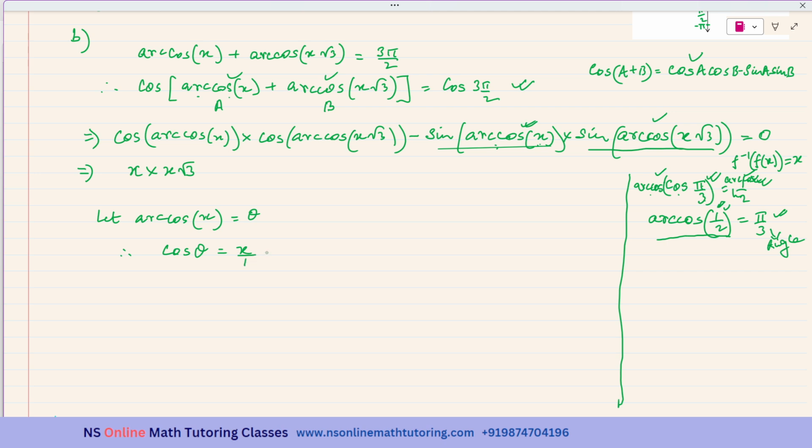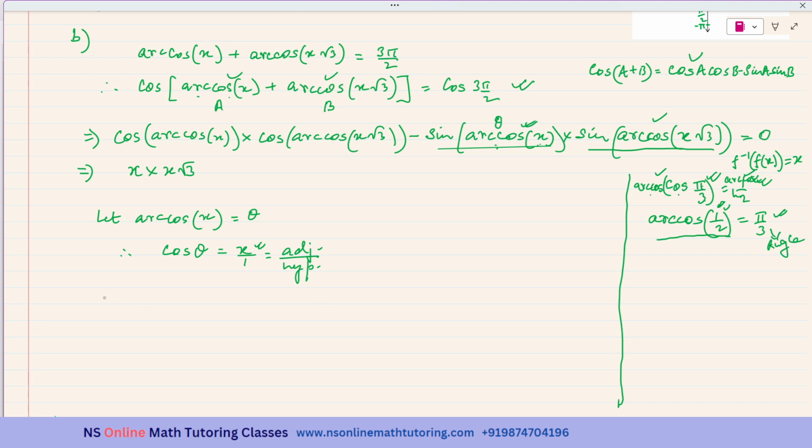Okay, and x can be written as x over 1, because we know that cos theta is adjacent over hypotenuse. So cos theta equal to x, which can be written as x over 1. I have to get it in the form of a ratio, x over 1, which is the ratio between the adjacent side and the hypotenuse of a right triangle. Okay, so this is theta. Sine of arc cos of x will be basically equal to sine theta.